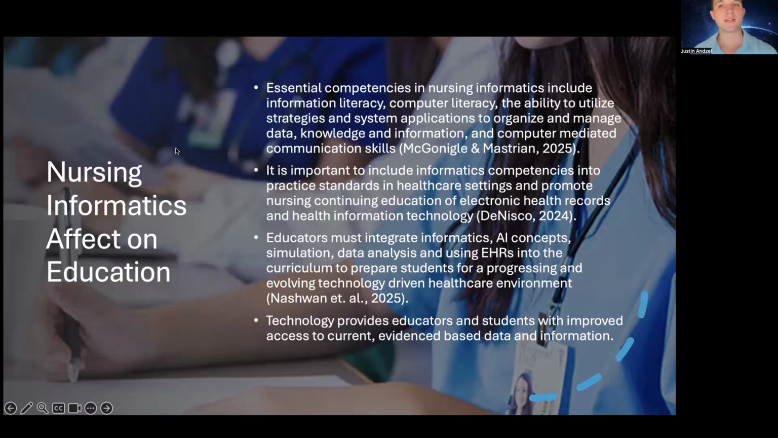Nursing informatics effect on education. Essential competencies in nursing informatics include information literacy, computer literacy, the ability to utilize strategies and system applications to organize and manage data, knowledge and information, and computer-mediated communication skills.